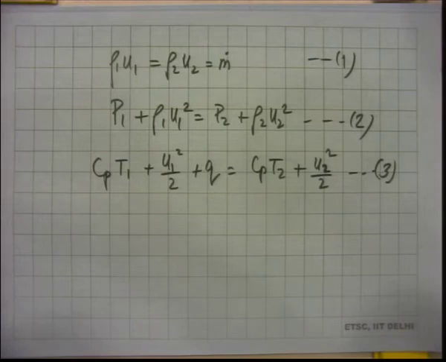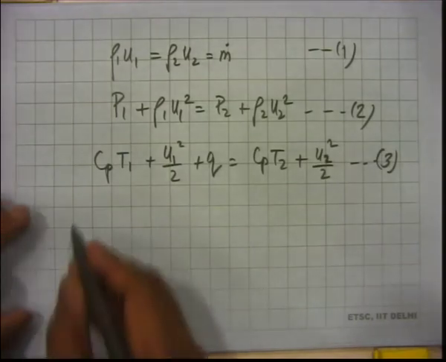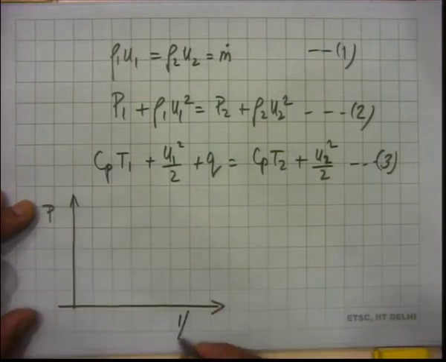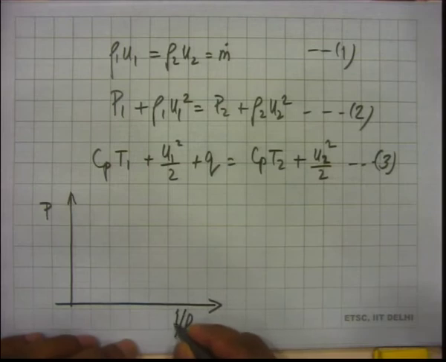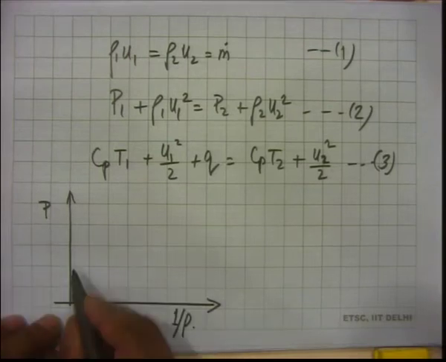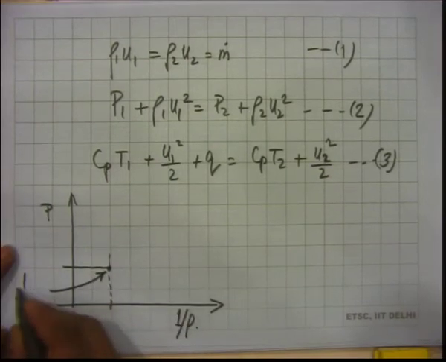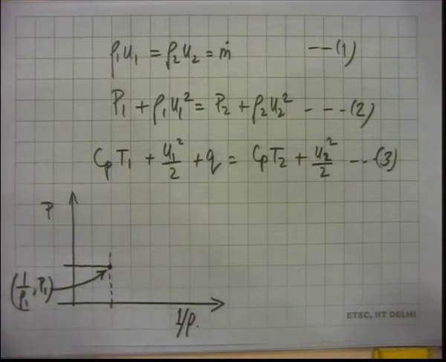To understand what these equations are telling us, we will visualize the 2 states using a coordinate system of pressure versus 1 over rho. 1 over rho is specific volume, so you can write it as a small v also, but I am used to writing 1 over rho. So you have this point which corresponds to 1 over rho 1, P 1. That is your state 1.